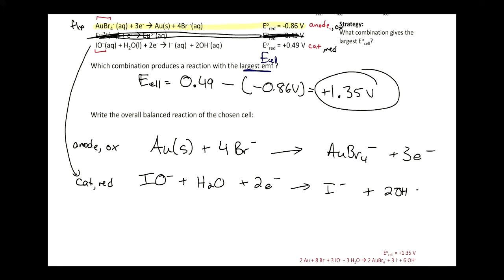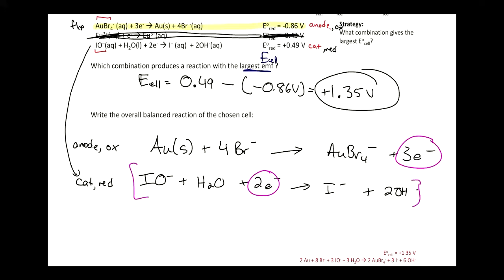So now I have electrons being produced at my anode and consumed at my cathode. All right, those are my 2 half reactions. But can I just add these up as is? I can't, because the electrons do not match. So I need to make sure that the number of electrons match.